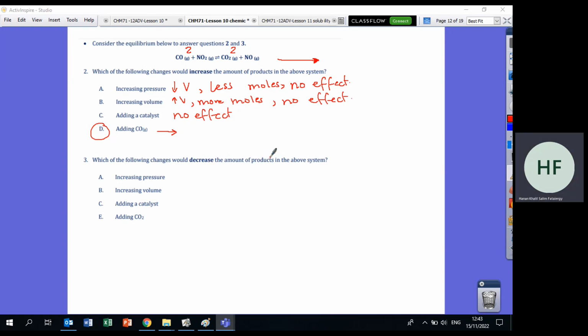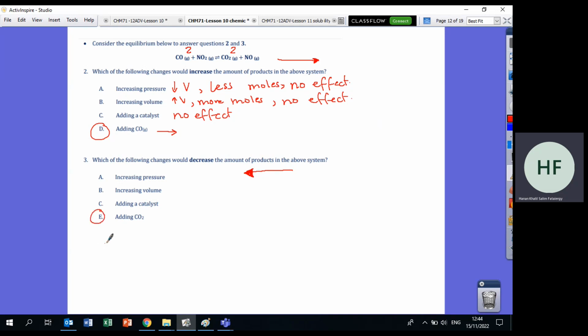Which of the following changes will decrease the amount of products? Now, whenever I say decrease the amount of products, means I need the reaction to go backward. Increasing pressure, same, have no effect. Increasing volume, no effect. Adding catalyst, no effect. Adding CO2, this is my uncle's house, so it will go back.